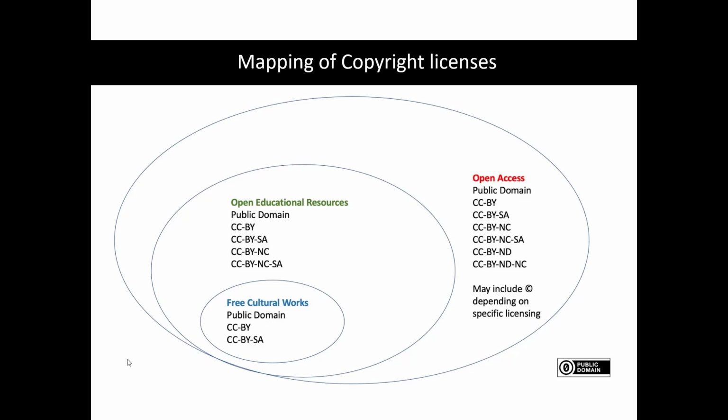Here's a map of copyright licenses by Creative Commons. So you can see in the broader context, open access covers all 6 of the major Creative Commons licenses, including works that do not allow derivatives. And they may include copyrighted works depending on specific licensing. Within that subset of open access are open educational resources.